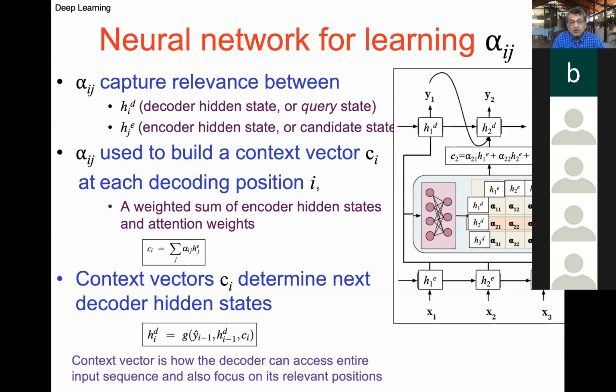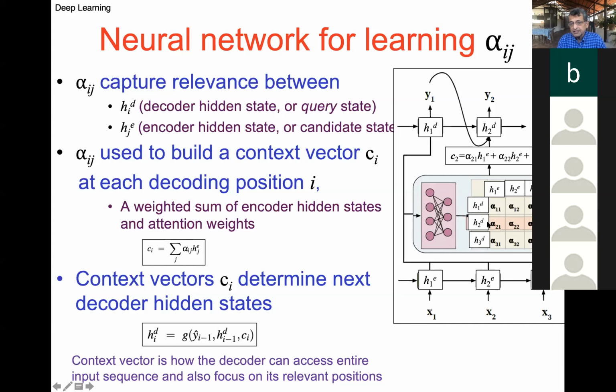And these alpha IJ are what are used to build the context vector CI at each decoding position I. So that we saw already. CI is computed by this equation in the middle of the slide. It's saying how alpha IJ are used. And this diagram here gives you a sense for how that could be done. This is a neural network here, a deep learning network, whose inputs are the HIDs and then the HIEs. There's the decoder and there's the encoder. And for every combination of the decoder and encoder, it is learning a value of alpha. So alpha 1,1, and so on.